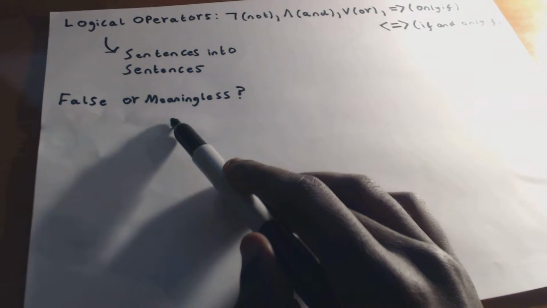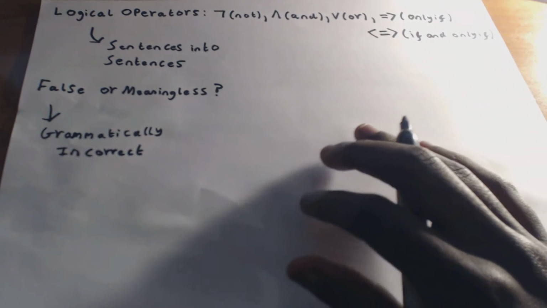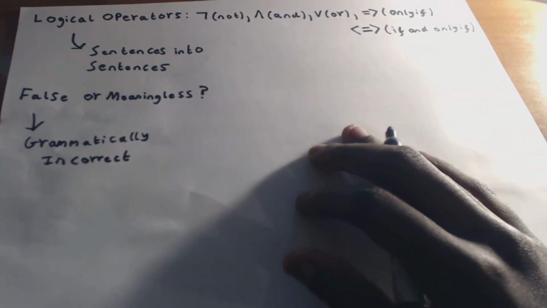Then we have false or meaningless. This is what I probably wanted to focus on the most, because this part of the module is relatively easy, but false and meaningless are different things. When we say something is false, we mean that the sentence is grammatically correct but what it says is not true. As for meaningless, if something's meaningless, it's mathematically illegal, as I stated before. It's not correct mathematics. It's nonsense, if you like, and it doesn't mean anything.